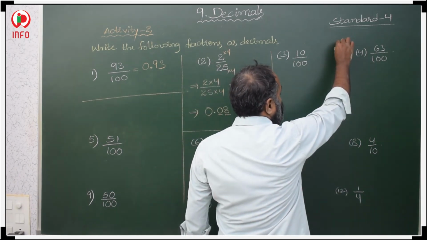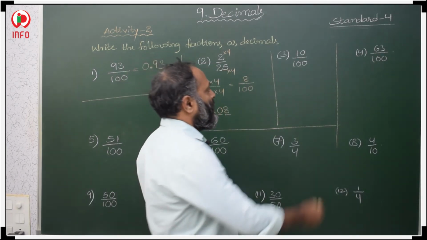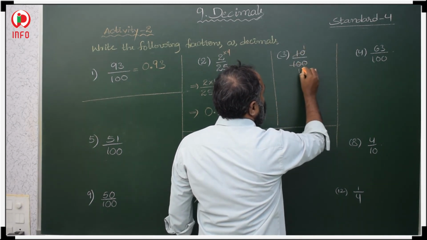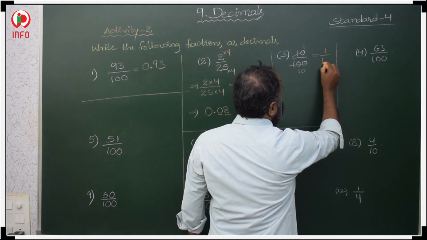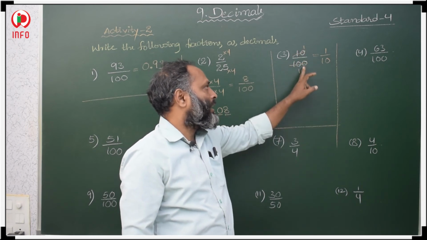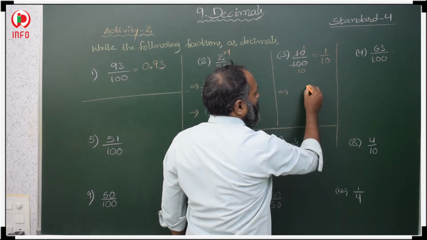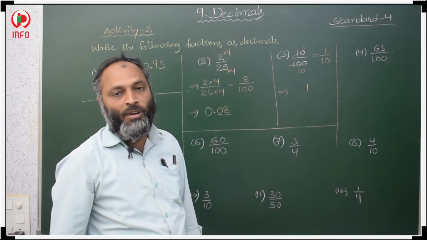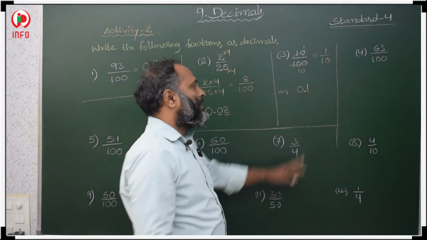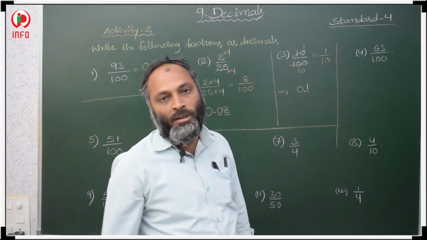Now here, first you have to simplify this one. How to simplify? 10 ones are 10, 10 tens are 100. So this is 1 by 10. These two we divide by 10, and the answer is 1 by 10. Now we take the numerator, which is 1, and the denominator has 0. 1 tenth means after the tenths place we keep a decimal. After 1 place, the tenths place, we keep the decimal.